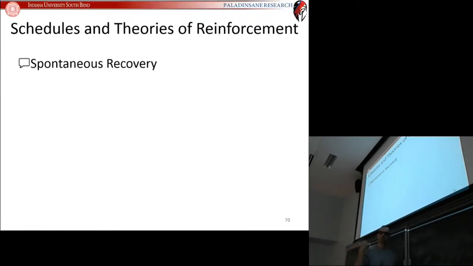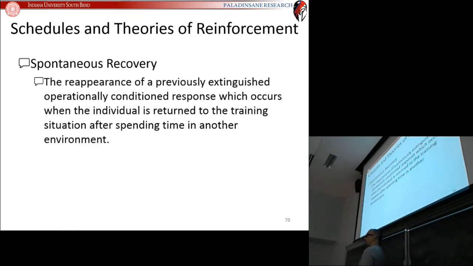Spontaneous recovery. So you'll recall spontaneous recovery in classical conditioning. We also have spontaneous recovery in operant conditioning. So spontaneous recovery in operant conditioning, that's where you get the reappearance of a previously extinguished operant response, once you take a break from that environment and then you come back to that environment. So much like in classical conditioning, where we rang the bell with no food until the dog no longer salivated. Then the dog went home for the night, came back to the lab the next day, and the first time we rang the bell, the dog started salivating again, spontaneous recovery. We have spontaneous recovery as well for operant behaviors.